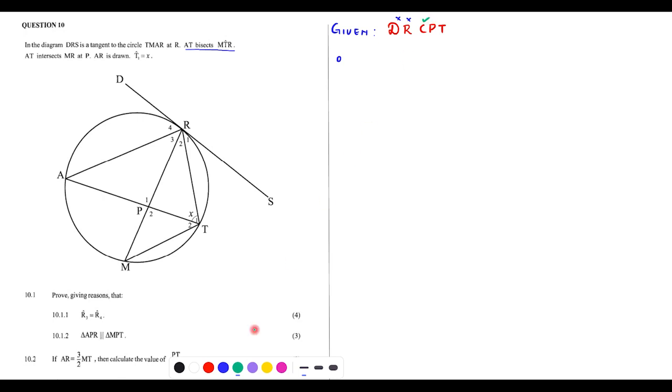So let's tick that and write here cyclic quad. Now what type of cyclic quad do I see here? The type of cyclic quad that I see is the angles in the same segment, or as I like to call it, the butterfly diagram. The reason why I call it a butterfly is because it looks like a butterfly, and here the top angles are going to be equal, and the bottom angles are going to be equal. So where do I see this in this diagram? This is where it is located.